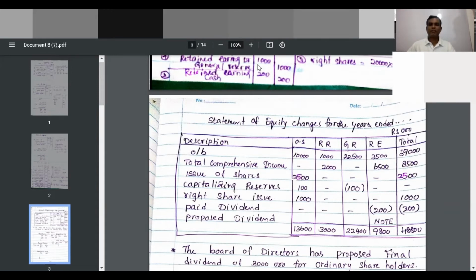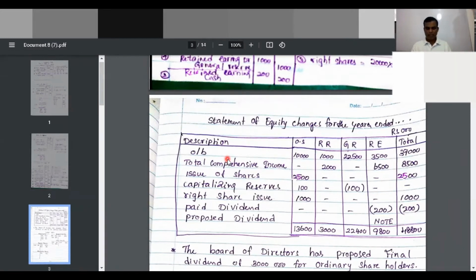Look at the first one. Here you can see the opening balances of each column. Ordinary shares 10,000, revaluation reserve 1,000, general reserve 22,500, retained earning 3,500, total 37,000. Then first you see total comprehensive income. As far as total comprehensive income is concerned, revaluation reserve is there, and the comprehensive income is 2,000.